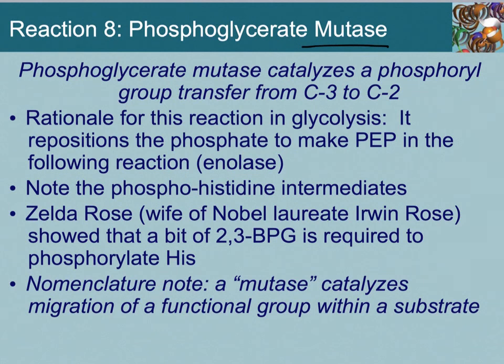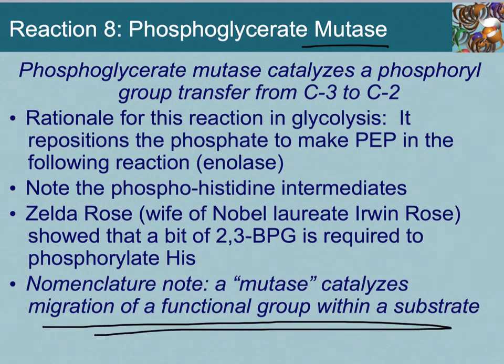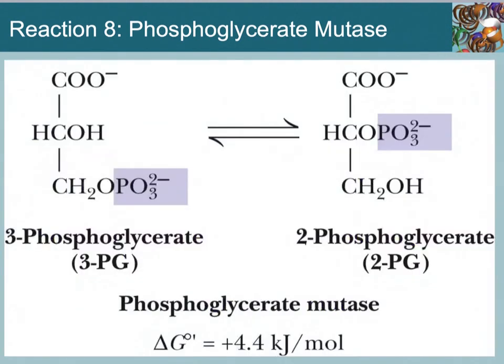Now, the reason why we have a mutase is because it's migration of a functional group within a substrate. The reason why this reaction occurs in glycolysis is because it repositions the phosphate so we can make phosphoenol pyruvate, also known as PEP. So this slide is just showing you the net reaction here, where we're going to take the phosphate group that's on carbon 3 and move it to carbon 2.